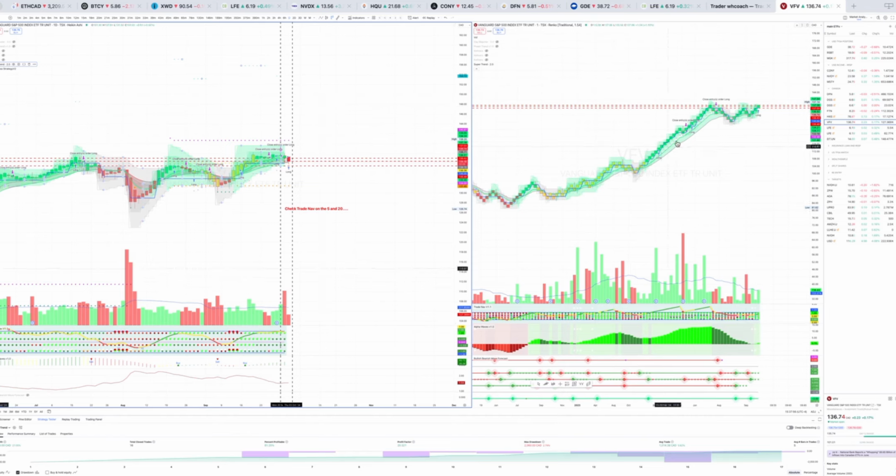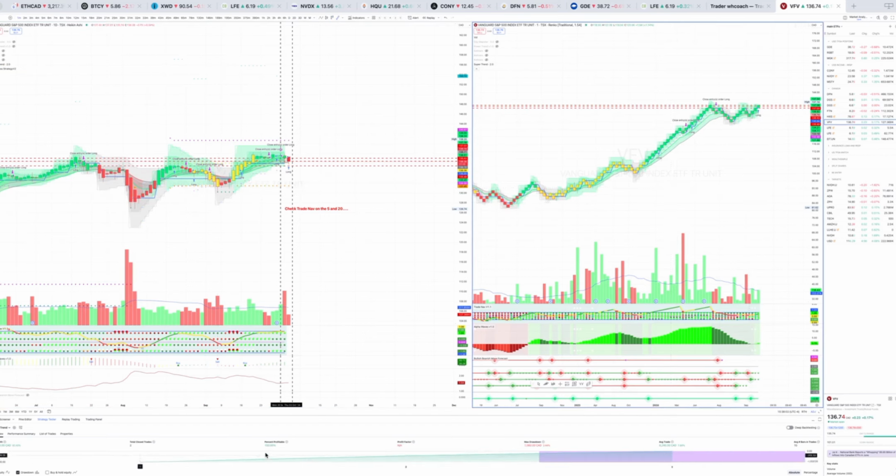Now, taking this blue line, you can see it in here. If I click on that chart, you can see that this signal this year has had a 100% win rate on a Renko chart, right?